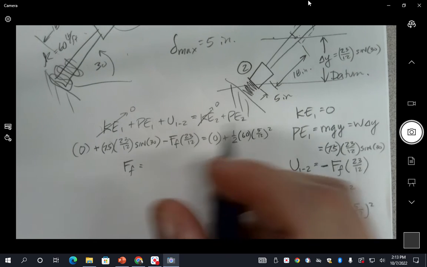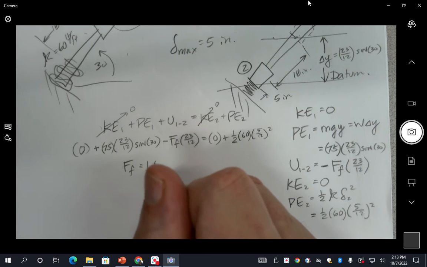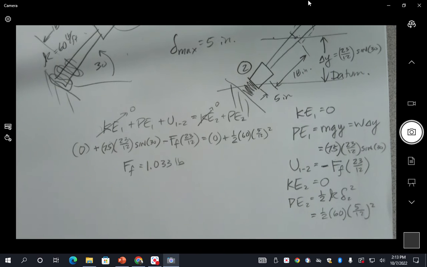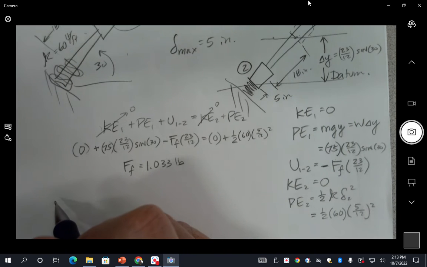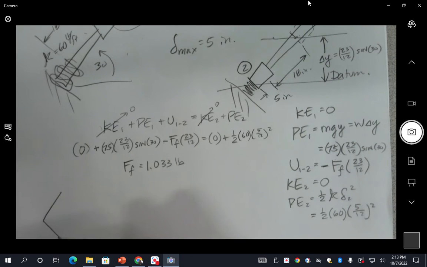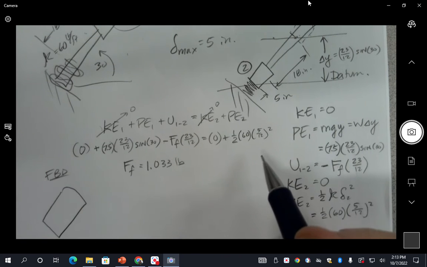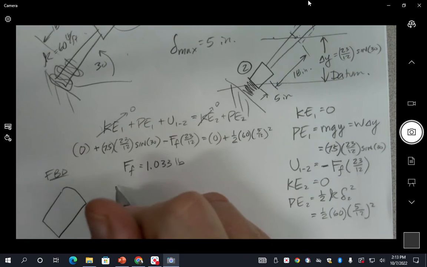And I'll get a friction force of 1.033 pounds. And then to get part A of this, I need a normal force because they want the coefficient. They want the coefficient of friction.